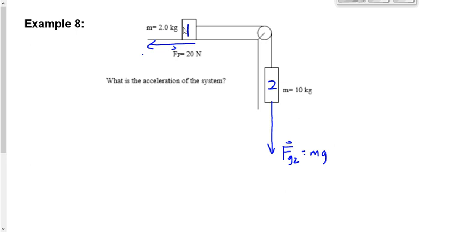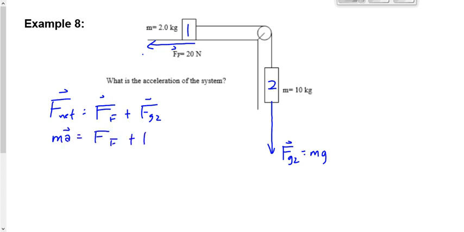What's the acceleration of the system? Well, at this point, it would come time for step 2, right? Which is F net is equal to the sum of the forces. Again, don't write this down yet. I'll give you a chance in a bit here, okay? F net is equal to the sum of the forces. That would be FF plus Fg2. And then we would say m times a is equal to the sum of the forces, which would be FF plus Fg2. And then we start subbing in our numbers in.